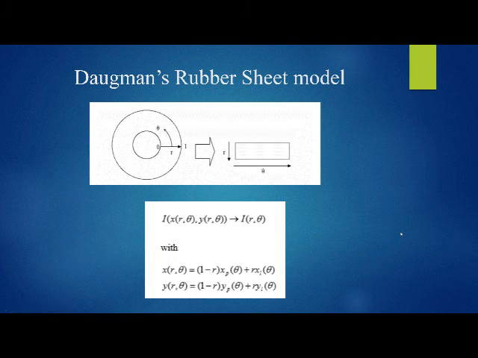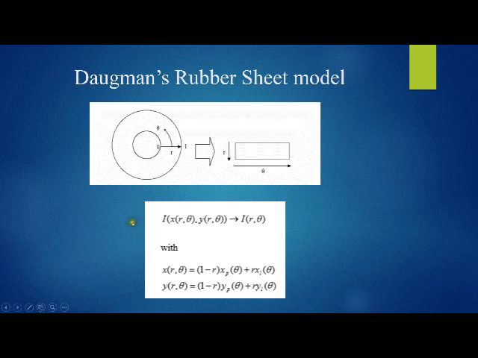So Daugman's rubber sheet model essentially remaps each point within the iris region to a pair of polar coordinates, which are r and theta, where r is in between an interval of 0 and 1, and theta is an angle which is in between an interval of 0 and 2 pi.